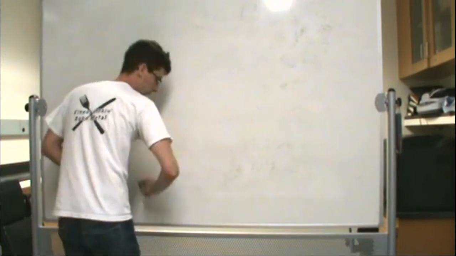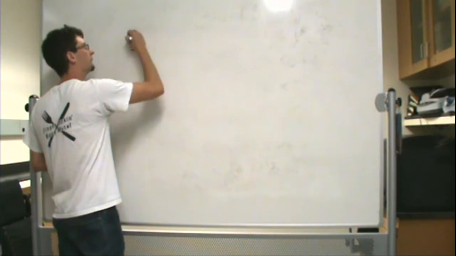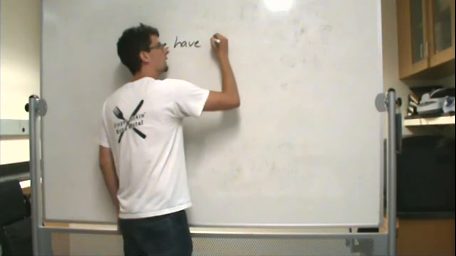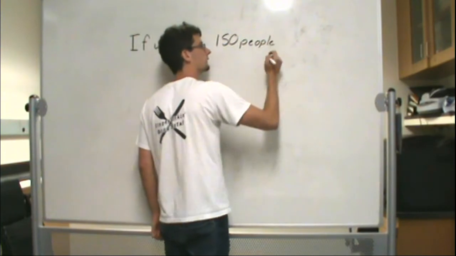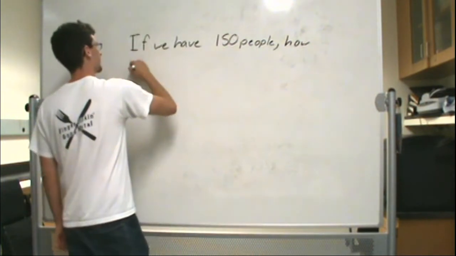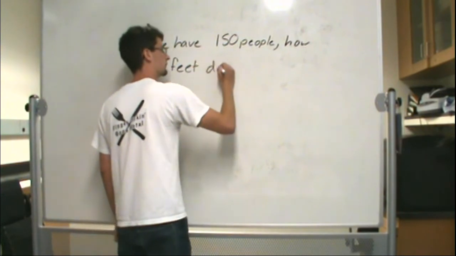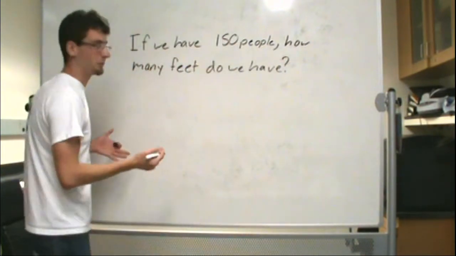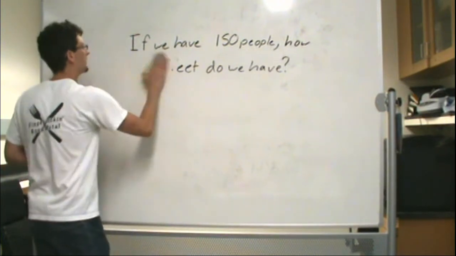So even though this is a simple problem, let's look at if we have 150 people, how many feet do we have? And that's assuming nobody's a pirate, so there's no one-legged person hobbling around. So an easy way we can do this.